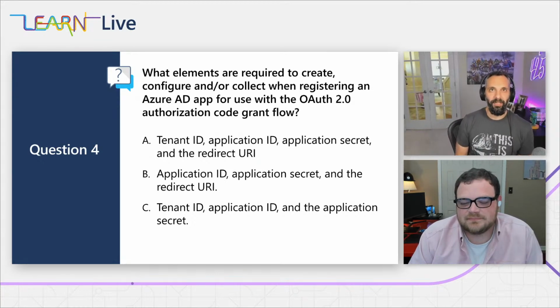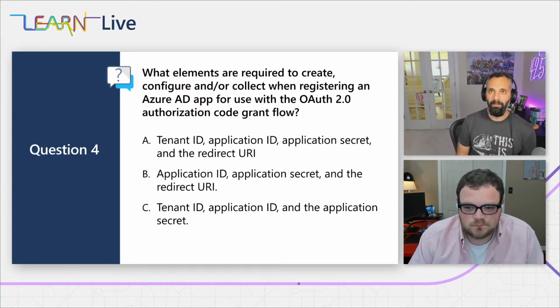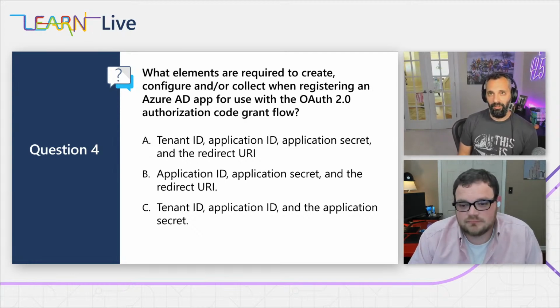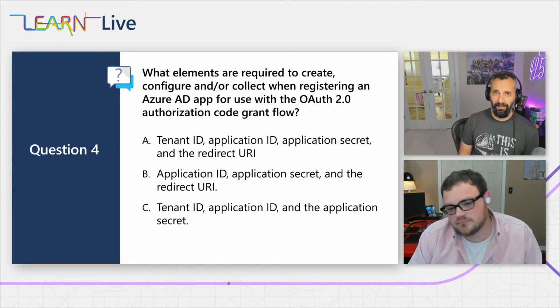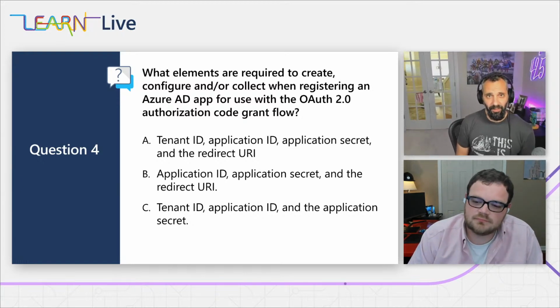What elements are required to create, configure, and or collect when registering an Azure AD app registration to use with OAuth 2.0 authorization code grant flow? Tenant ID, application ID, application secret, and redirect URI? Or is it application ID, application secret, and the redirect URI? Or finally, tenant ID, application ID, and the application secret?